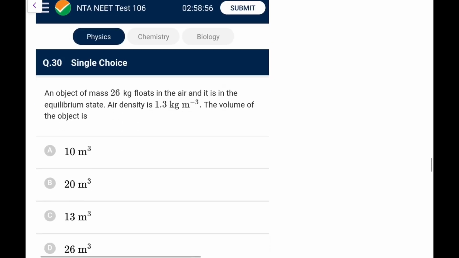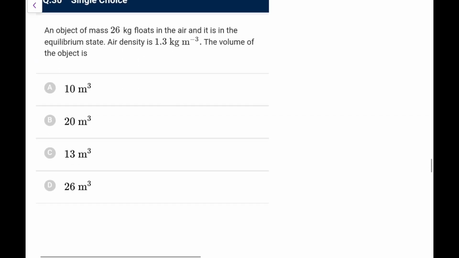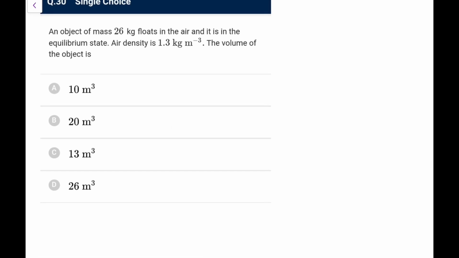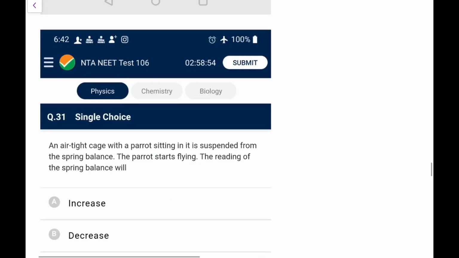Next one. An object of 26 kg floats in the air and it is in the equilibrium state. Air density is this, the volume of the object is going to be, the buoyant force, 1.3 into volume is equal to this 26. I have not taken g, so V would be 26 upon 1.3, that is 20 meter cube should be the volume of the object. Next one.